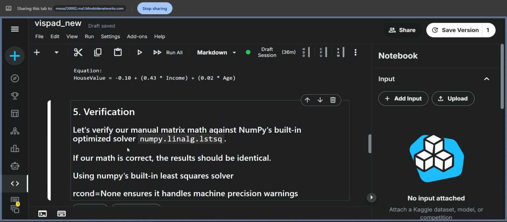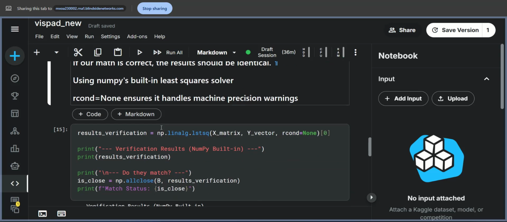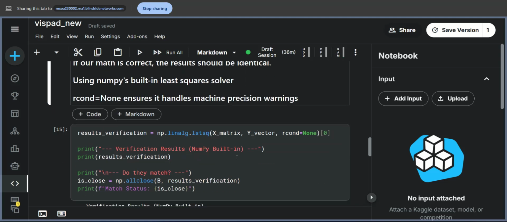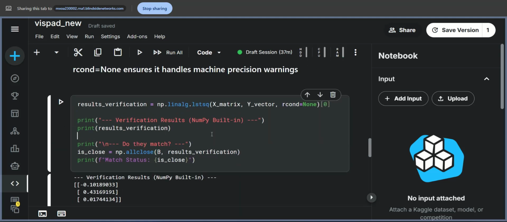So if we use this method and then we get the values, it means that the actual values that we get and the matrix way of finding the b values are close. So here we have our result verification. This is the optimized solver. We have our x matrix, then we have our y vector.